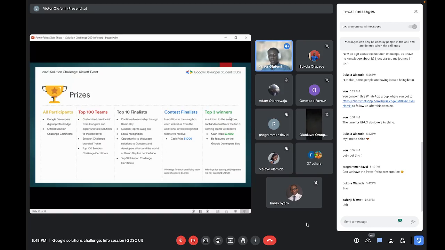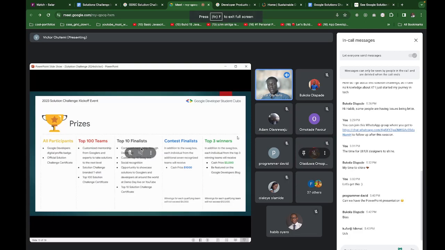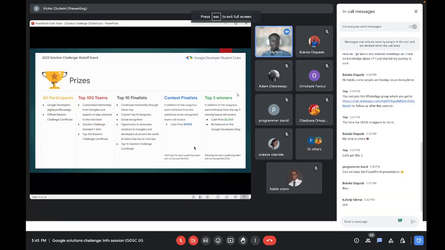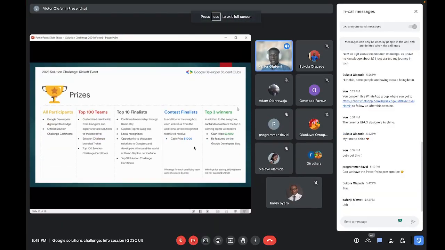Then when you get into the top 10, which I think is where the hard part begins, from the top 10 downwards is actually hard. It's very easy to get into the top 100 if you follow some of the steps I've already outlined in this call, right? So getting into the top 10, you get an opportunity to do a demo day. Also, you get a top 10 swag box. So apart from the swags you get in the top 100, you get swags again for being in the top 10. You get social recognition as well.